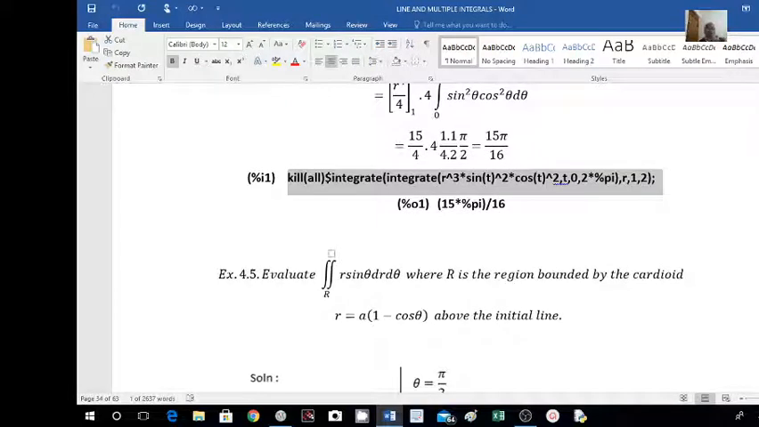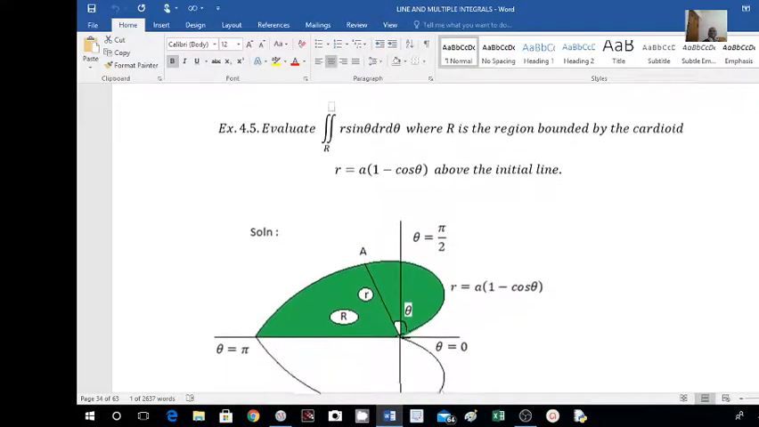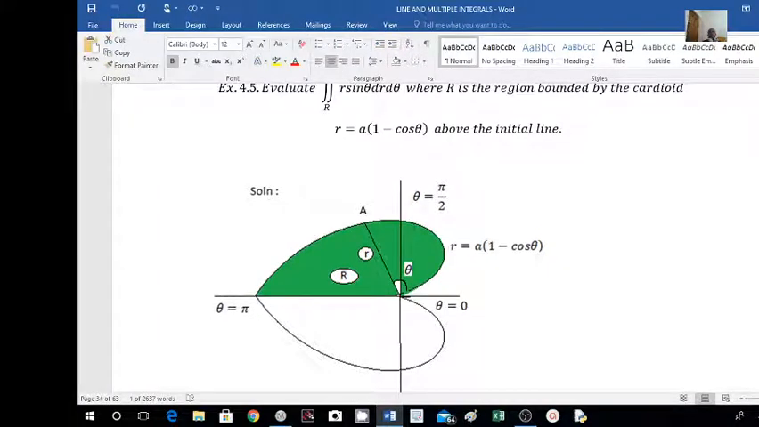Next, one more example. Evaluate the double integral over R of r sin theta dr d theta, where R is the region bounded by the cardioid r equal to a into 1 minus cos theta above the initial line. So the given integral itself is in the polar coordinate system. What is this cardioid? The cardioid figure, with minus cos, opens to the right side here. This is our cardioid r equal to a into 1 minus cos theta.